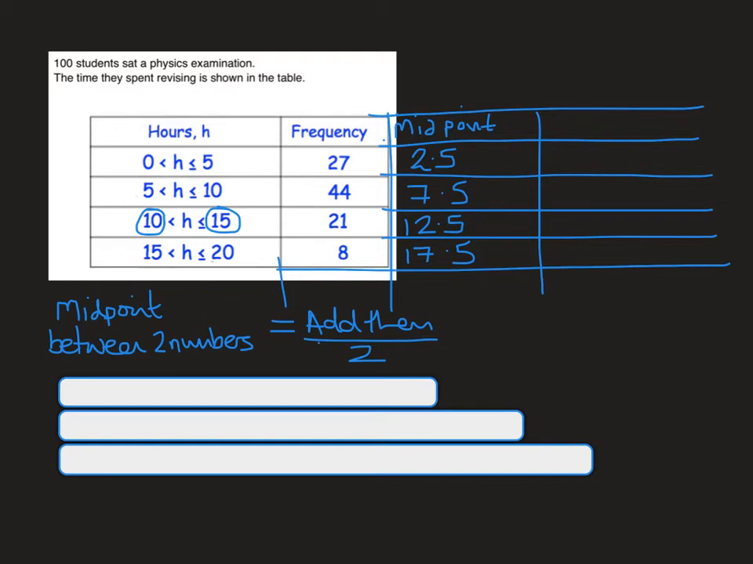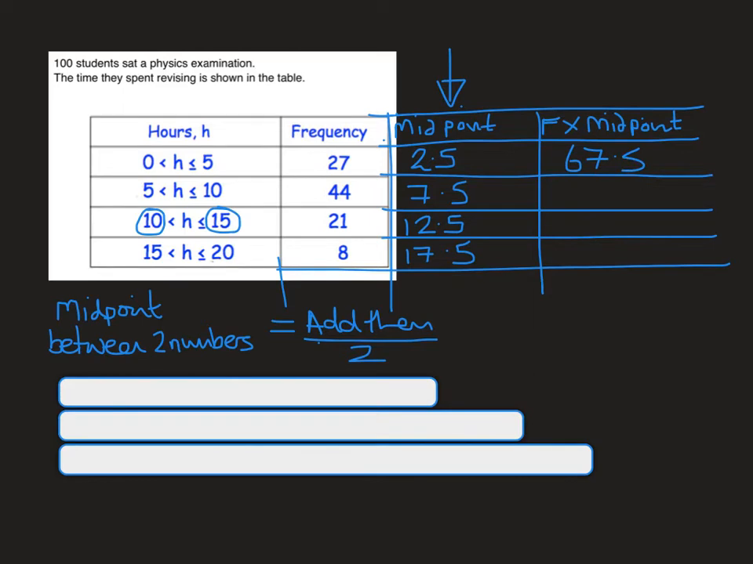Well, now, all we need to do is follow the same process as when I was working out the mean from a normal frequency table. But this time I'm going to use these values. So here I'm going to do the frequency times the midpoint. And I'm going to use my calculator because I can definitely not do those in my head. Well, 2.5 times 27 is 67.5.